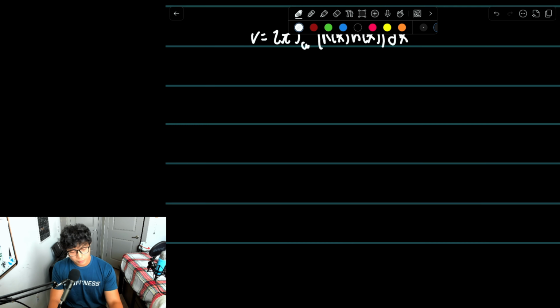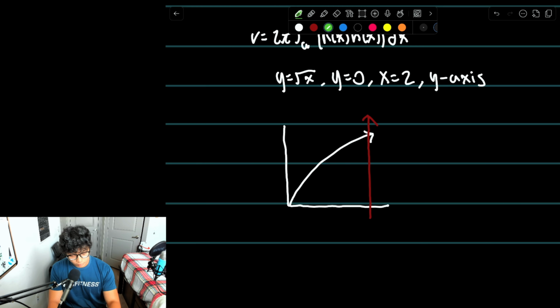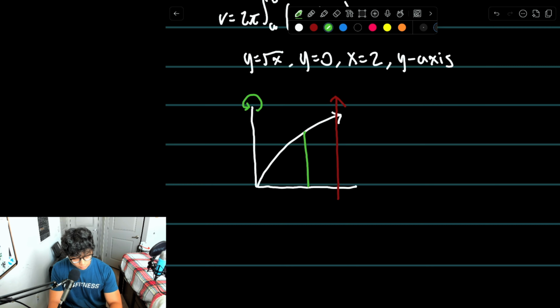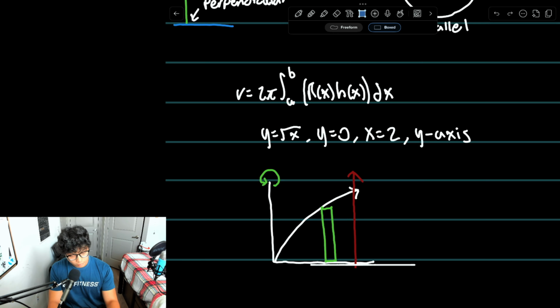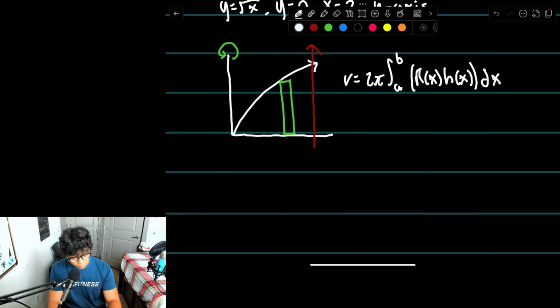Now let's let our first problem be bounded by y equals the square root of x, y equals 0, x equals 2, as well as rotated about the y-axis. And then let's draw our graph as well with our x equals 2 bound. And then our axis of rotation, which is the y-axis, let's let it be parallel to the long side of our rectangle. Now if we bring our formula over here, let's try to figure some things out. So far, we know our bound is from 0 to 2, so we can write that in.